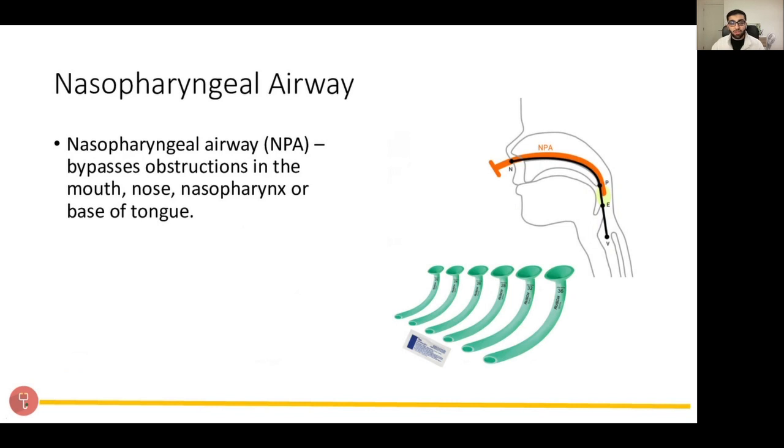The next one is a nasopharyngeal airway, and this is very useful to bypass obstructions in the mouth, one of the nostrils, nasopharynx, or the base of the tongue. This is something you can put in a conscious patient, and it shouldn't stimulate the pharynx as much as an OPA does.